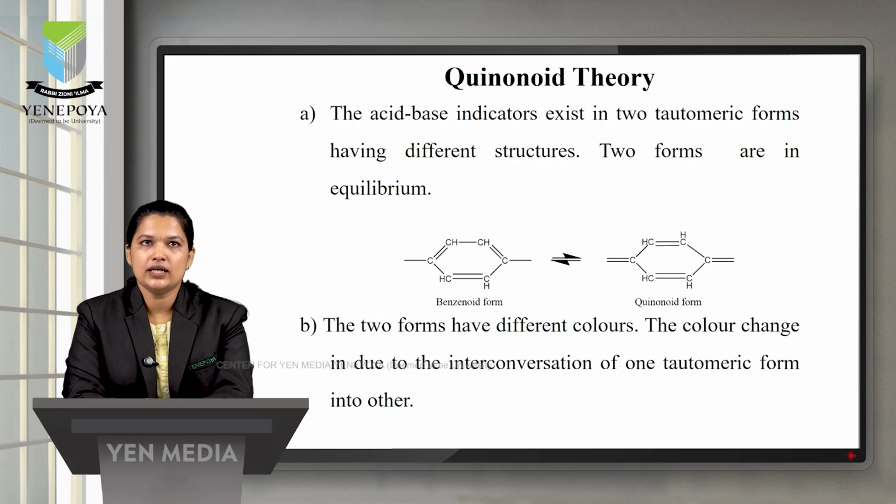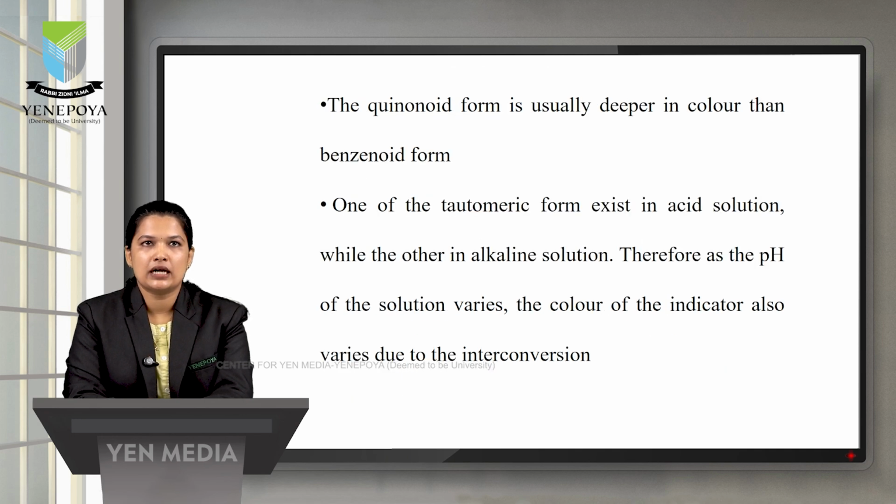Next is the Quinoid theory. The acid-base indicators exist in two tautomeric forms having different structures. The two forms are in equilibrium, that is the benzenoid form and the quinoid form. These two forms have different colors. The color change is due to the interconversion of these tautomeric forms. The quinoid form is usually deeper in color than the benzenoid form. One of the tautomeric forms exists in acidic solution while the other exists in alkaline solution. Therefore, as the pH of the solution varies, the color of the indicator also varies due to the interconversion.